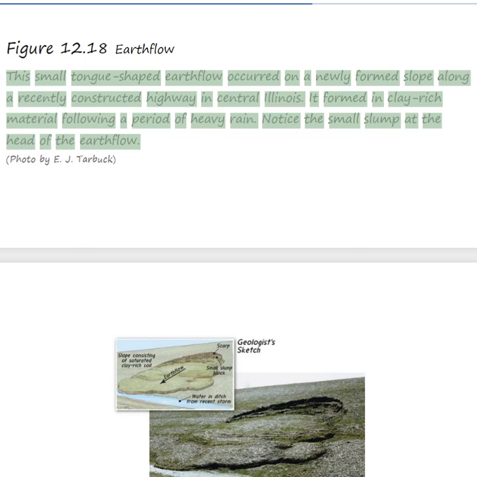This small tongue-shaped earth flow occurred on a newly formed slope along a recently constructed highway in central Illinois. It formed in clay-rich material following a period of heavy rain. Notice the small slump at the head of the earth flow.